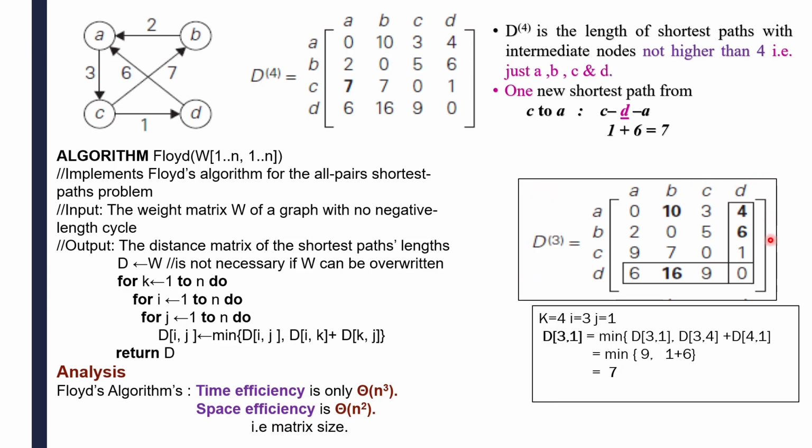This result is stored in the form of a table, and that's why the space efficiency is n square here. Is it clear? This is how Floyd's algorithm works to solve the all pairs shortest path problem. Is it clear now? Thank you.